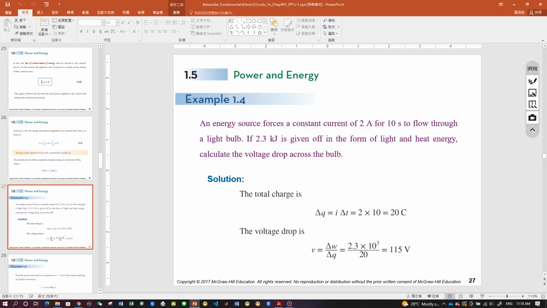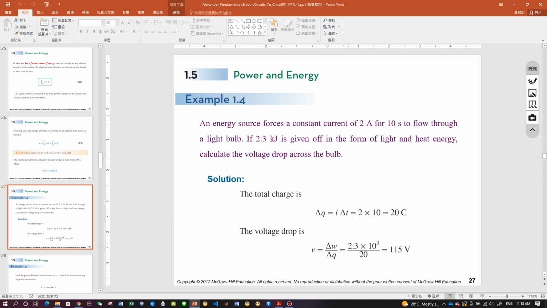So everything together, there's a very simple example here. Example 1.4: an energy source forces a constant current of 2 amps for 10 seconds to flow through a light bulb. If 2.3 kilojoules is given off in the form of light and heat energy, calculate the voltage drop. This is simple, right?